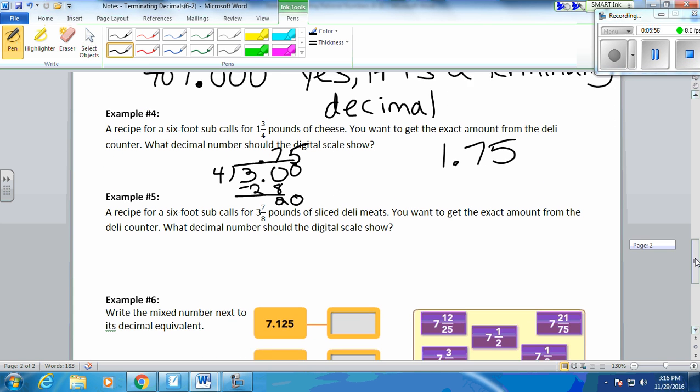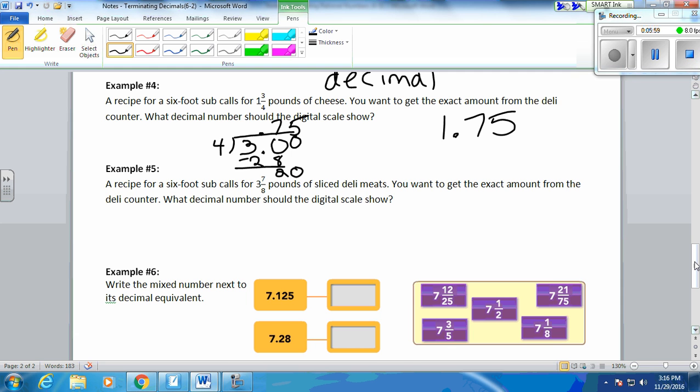For number 5, here's one talking about the 7/8. Again, if you know that 1/8 is equal to 125 thousandths, then 7/8 is 125 thousandths away from 1 whole. So that's just me doing a lot of talking here.